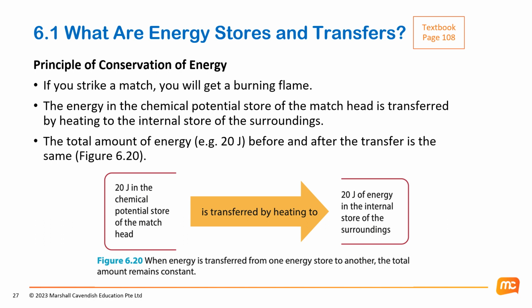However, this 20 joules does not disappear. The initial state is 20 joules in the chemical potential store, the final state is 20 joules in the internal store. It could be in different objects as well. It doesn't need to be 20 joules in the chemical potential store of the match going into 20 joules in the internal store of the match. As long as the total energy is 20 joules, then this is conserving energy.